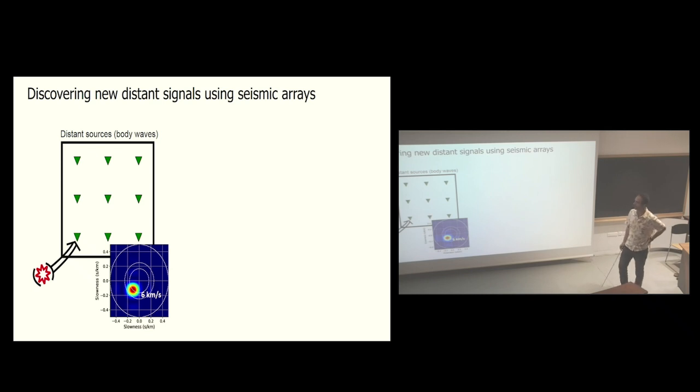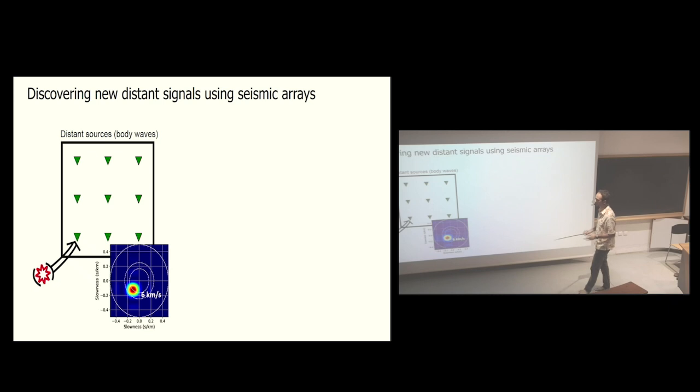So again, we are interested in discovering these distant signals that are hidden in the data. Because local noise is very strong, we need to find a way to reduce the influence of the local noise and increase the influence of a distant signal, like a tremor, for example. For this, we use seismic arrays, which have the capability to decipher between different waves of different velocities and different azimuth coming onto the array.